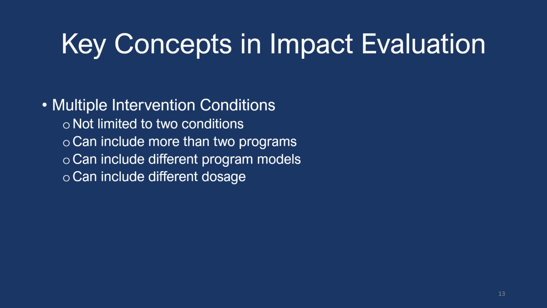So far, we've kept things fairly simple, addressing a single program condition compared to a control condition. However, this is an artificial limitation that I've been using, and I think the textbook does as well, just for the ease of explanation. All the approaches that we have spoken about can also be expanded to include multiple intervention conditions.